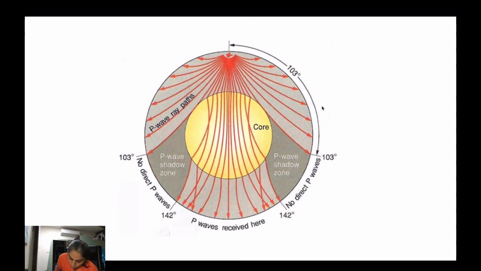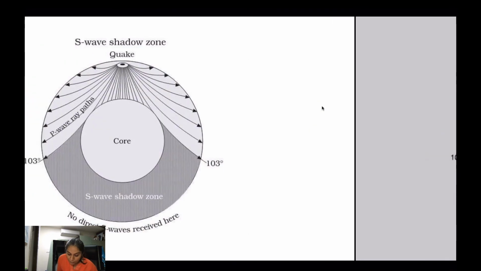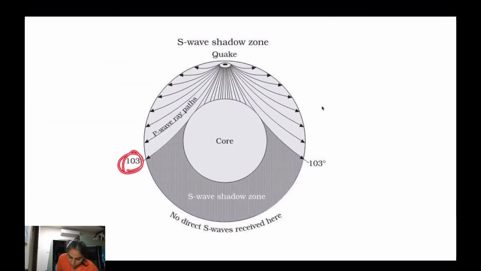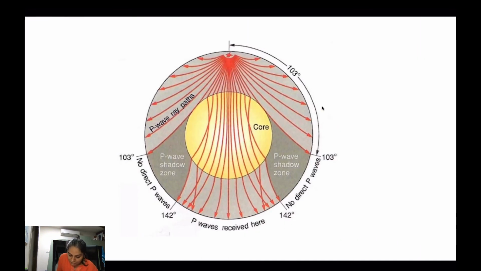Even though it went through the entire earth, it couldn't reach these parts of the earth if this was the hypocenter. So the shadow zone of P waves is from 103 degrees to 142 degrees, whereas the shadow zone for S waves is from 103 degrees all the way to 103 degrees on the other side. This entire part is the shadow zone of S waves. So we have been able to figure out that the shadow zone of S waves is much larger than that of P waves, which is only this much and this much on both sides.